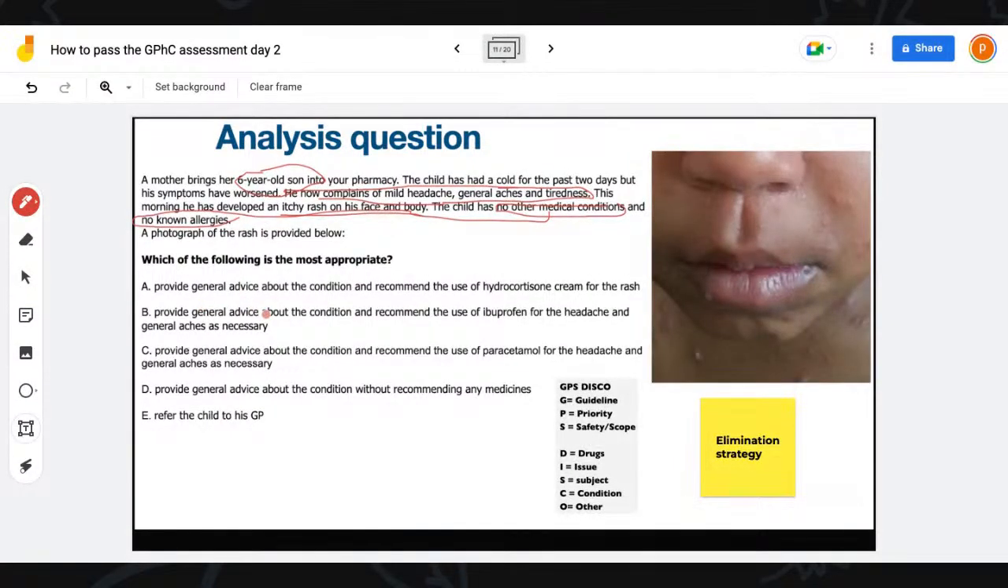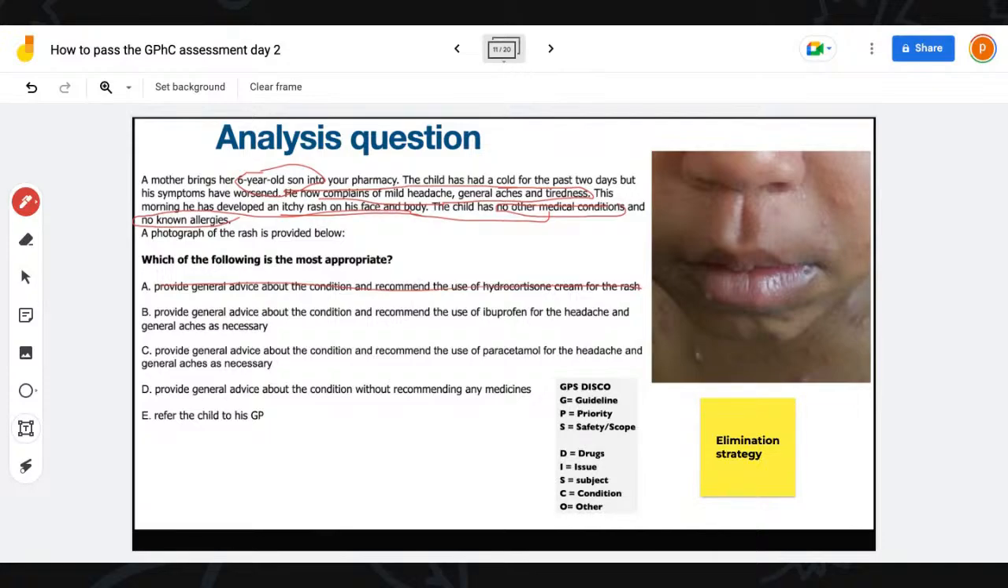So let's look at the options. We're going to use DISCO because we need to know our guidelines, but also the elimination strategy. Remember guys, we're just going for wrong answers. You don't have to worry about the right answer. You don't even know that it's chickenpox. All you know is, let's try to get the wrong answers out. Option: provide general advice about the condition and recommend the use of hydrocortisone cream. We're going to take that out straight away because you cannot use hydrocortisone cream on a child less than 10 years old. Forget about it.